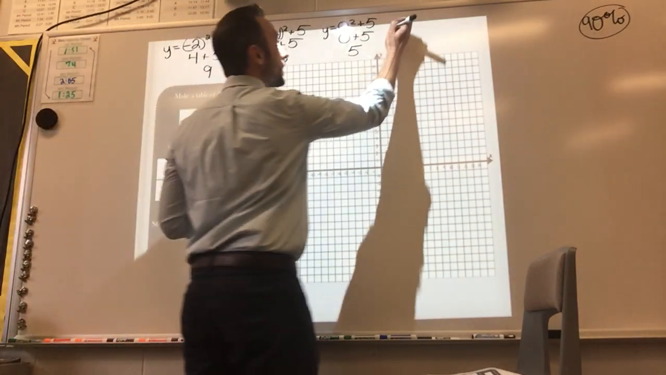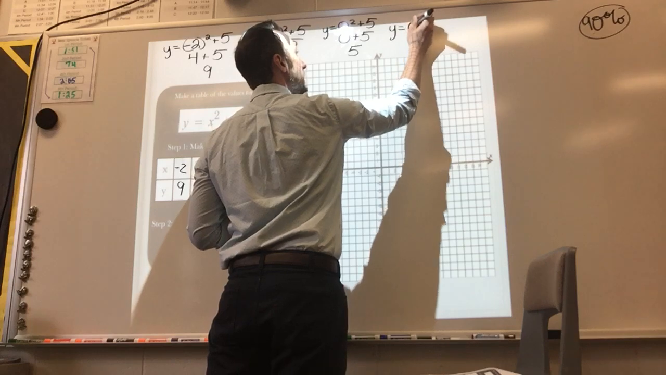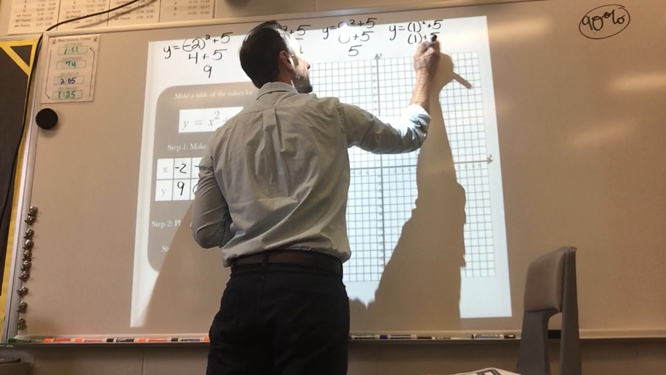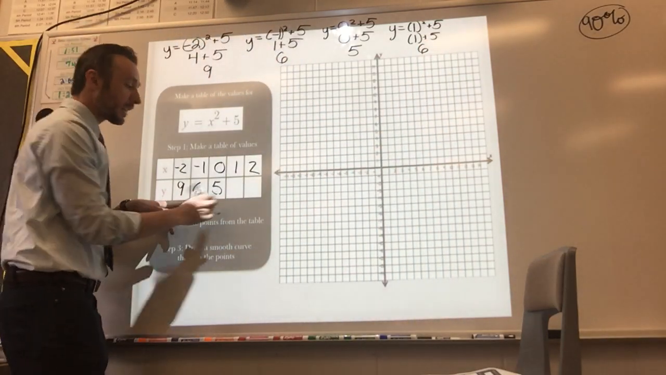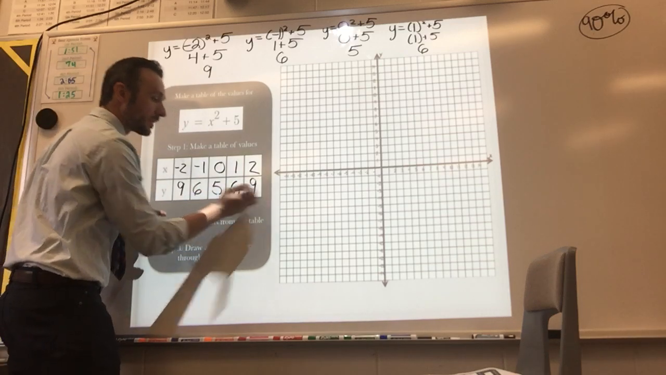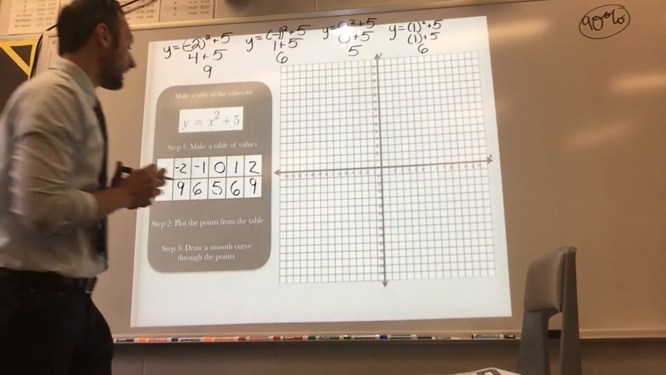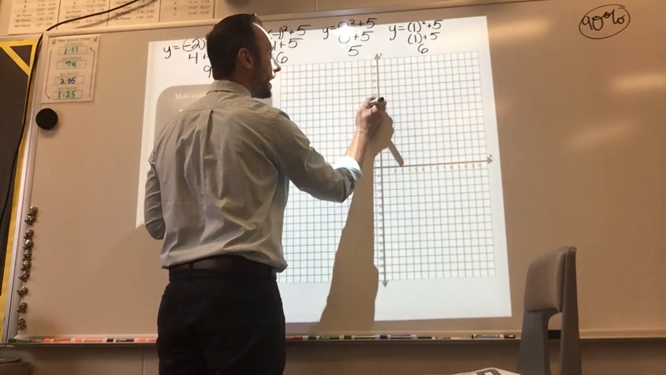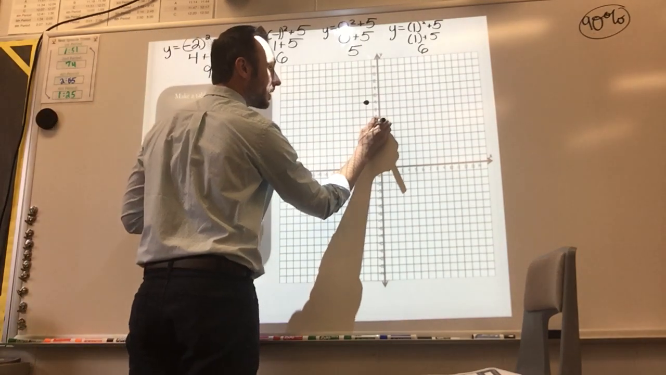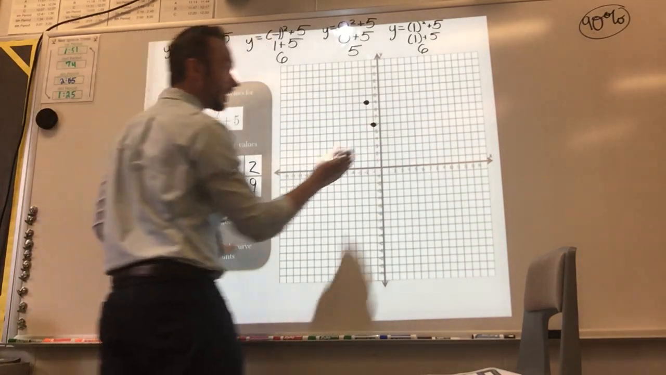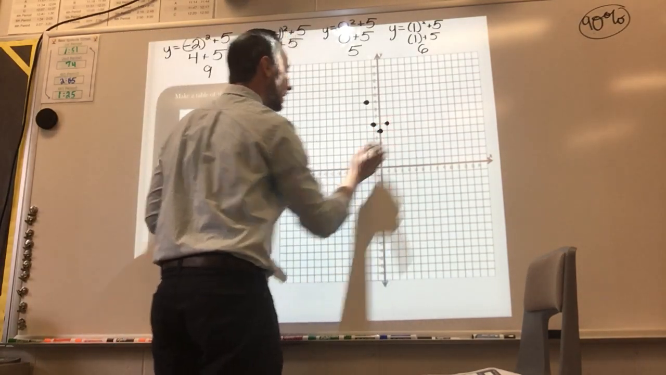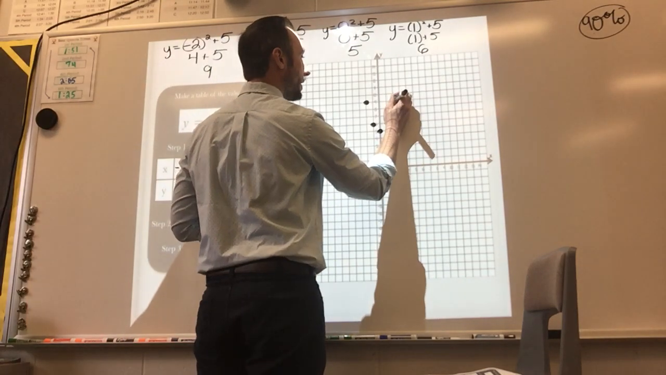X equals 1, so you have y equals 1 squared plus 5, which is 1 plus 5, which is 6, which, hey, it's the same as -1, so that's positive 6, and 2 would now also be 9, so it stays symmetrical. So we would have points at -2, positive 9. We'd have a point at -1, positive 6. We'd have a point at 0, 5. We'd have a point at 1, 6. And we'd have a point at 2, positive 9 right there.